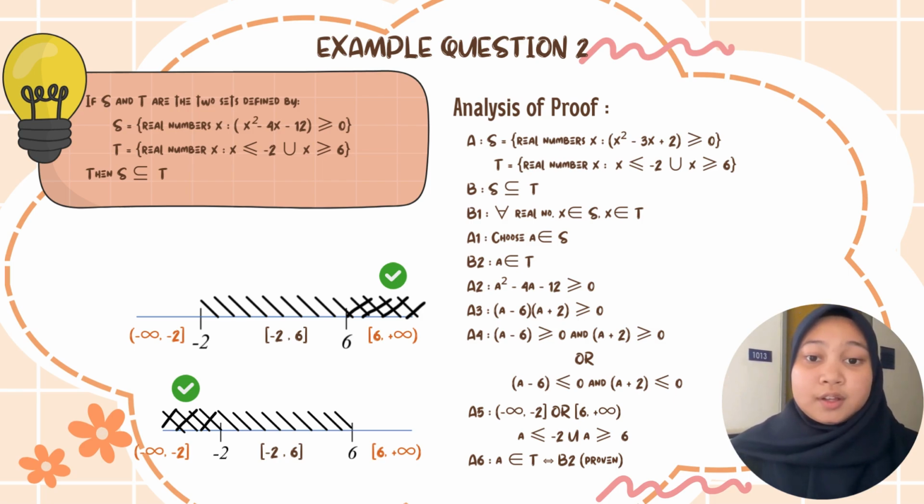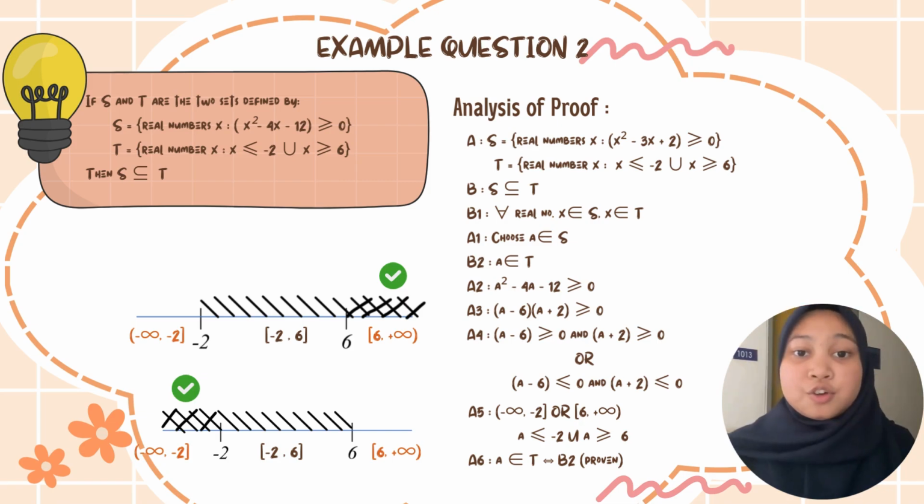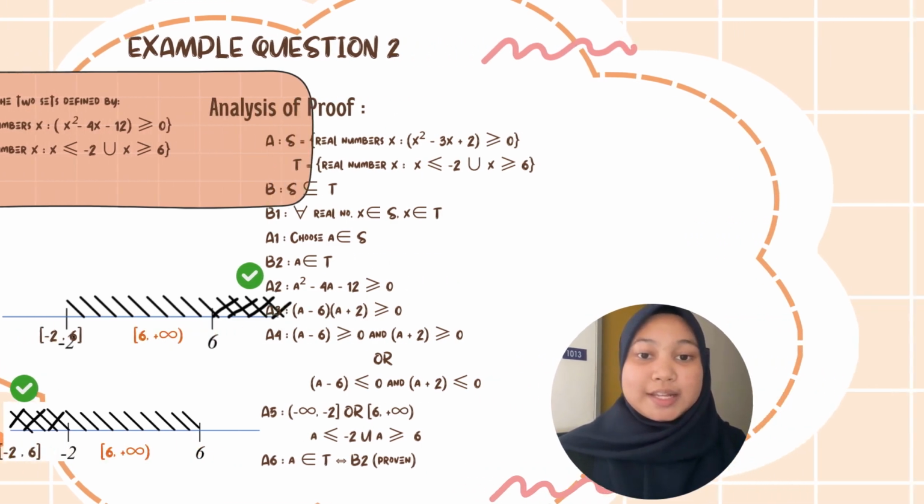A4, we separate each equation from the simplification, making more than or equal and less than or equal. From this, we make a number line and shade where the values should be placed, and there we will get the answer as in the picture. The answer is written as A5. Lastly, we can conclude A element of T, and it's the same as B2, so it is proven.